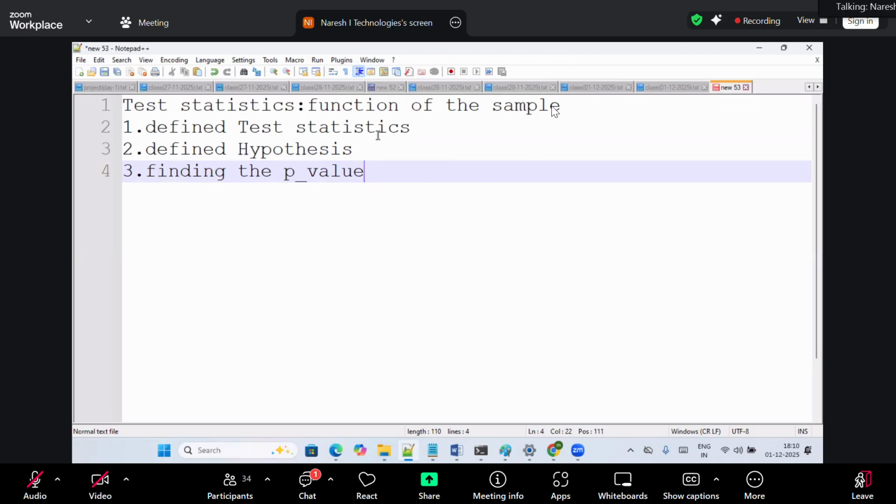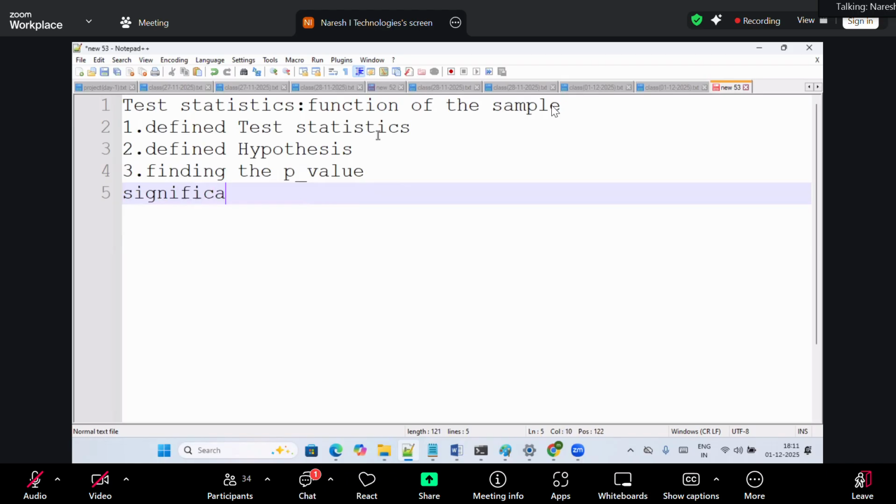So guys, what is the p-value? It is the probability of observing the test statistic given that the null hypothesis is true. That is nothing but the p-value. And we are considering the significance level as 5%.